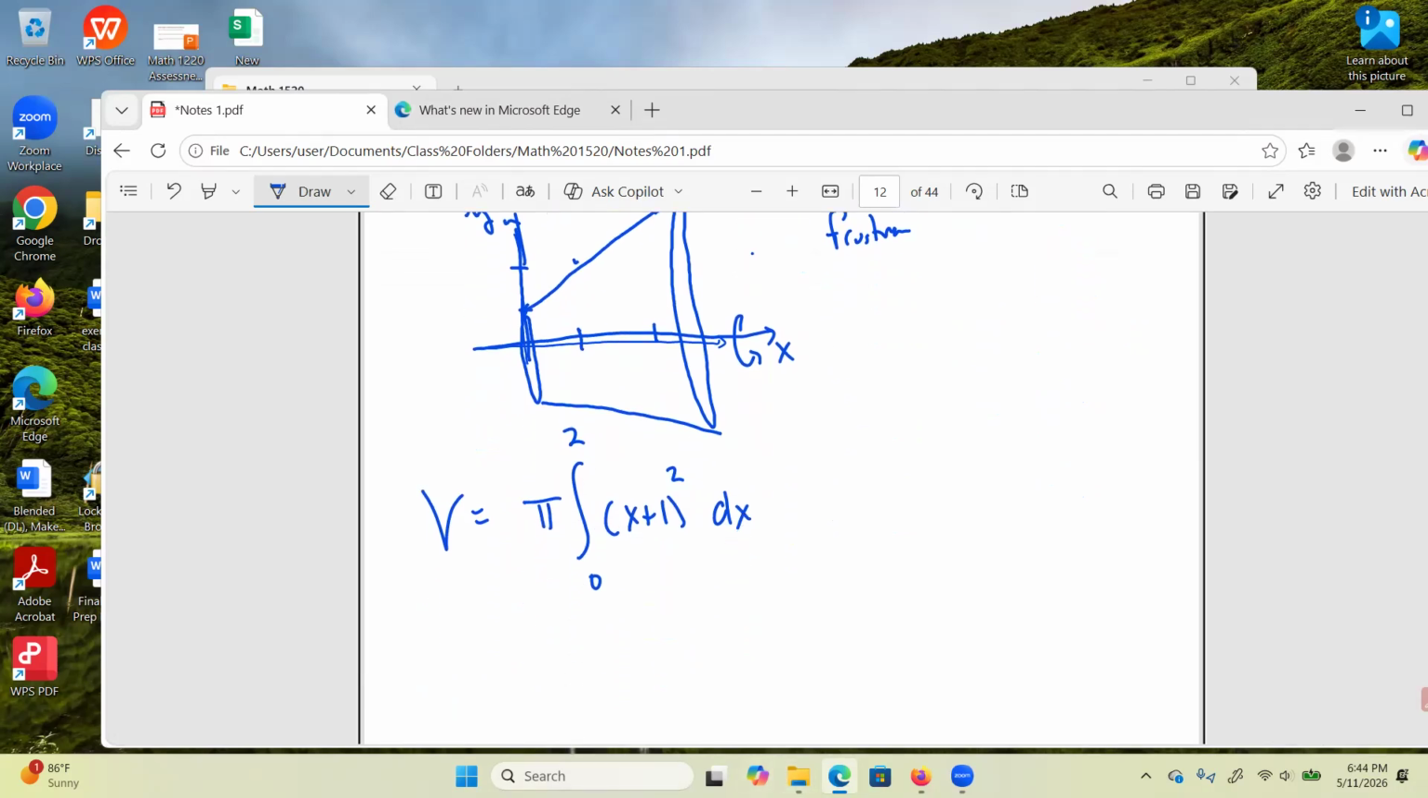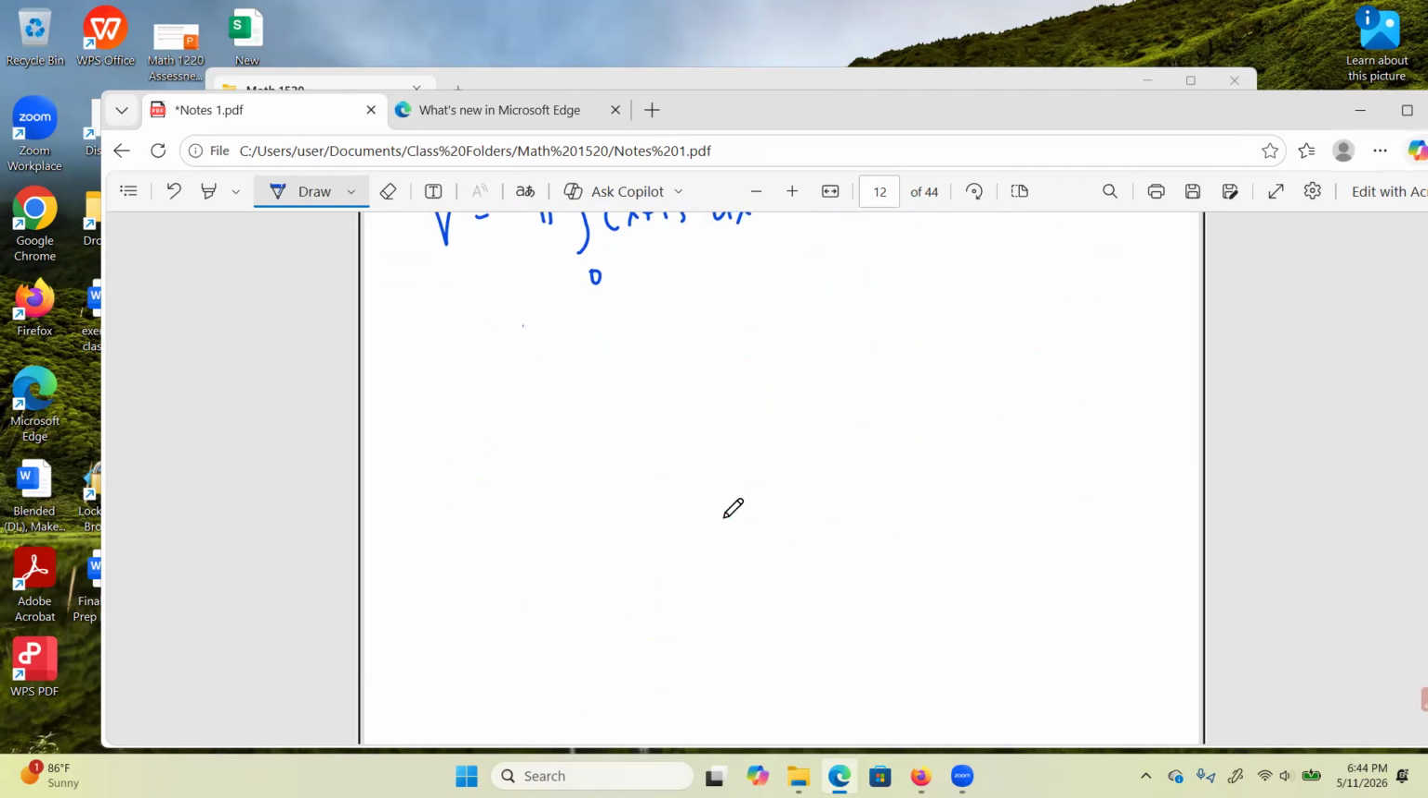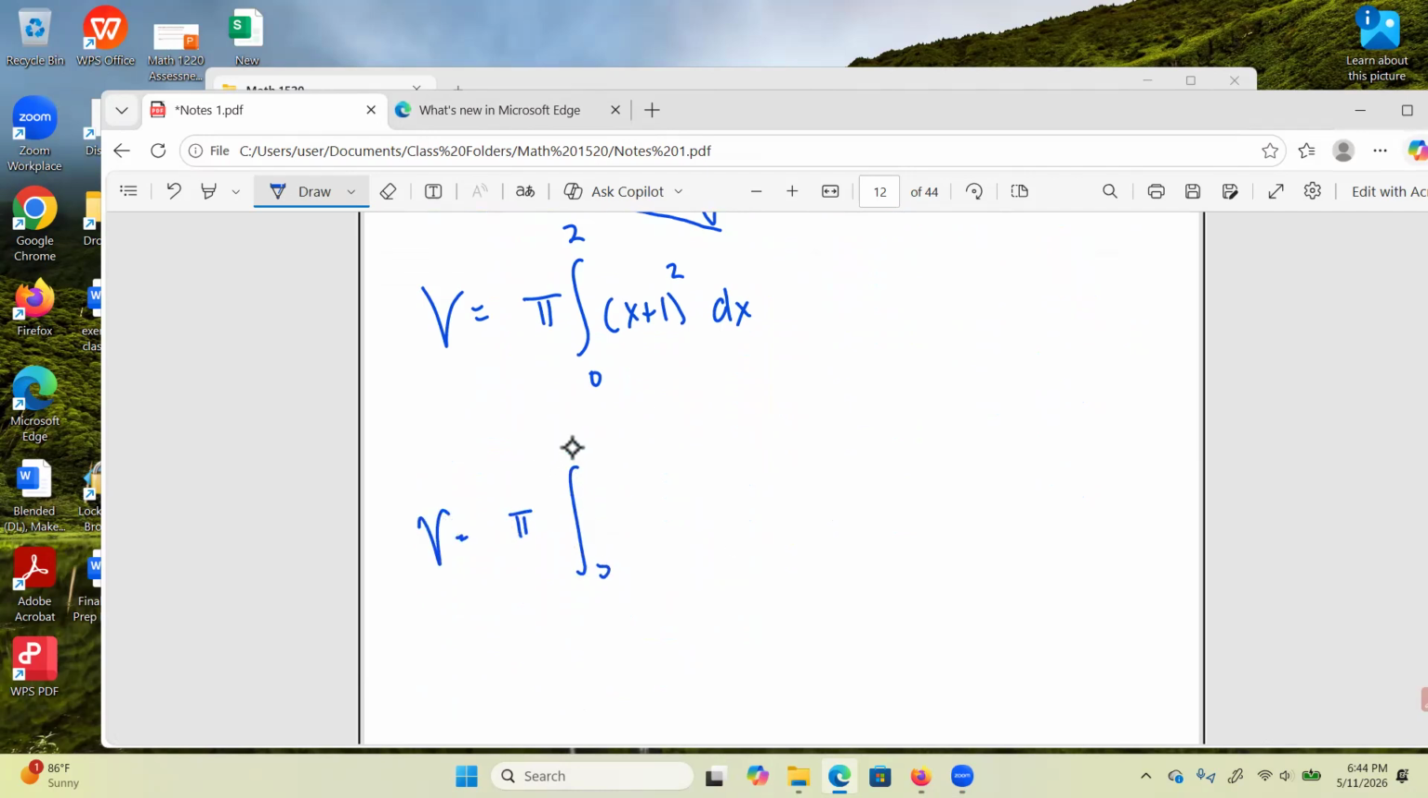So let's go ahead and deal with this. Now, we have to figure out what's going on here. There's a number of ways we can integrate this, but I'm going to do this the easy way, right? So we're going to say pi, here we go, from 0 to 2. And all I'm going to do is multiply this out. And that's just going to be x squared plus 2x plus 1.